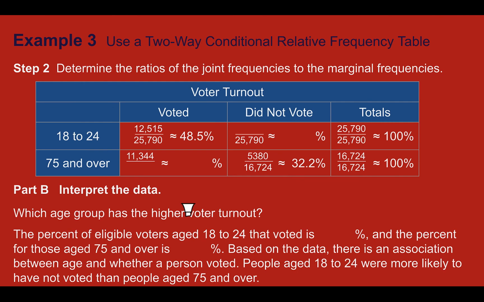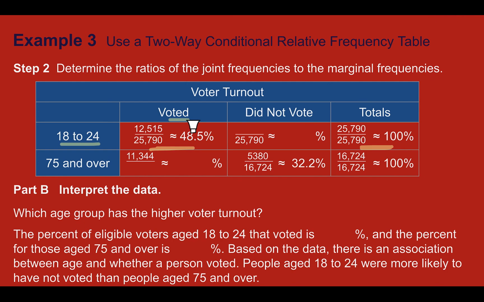Now that we've figured out which marginal frequency to use, we're going to determine the ratio of the joint frequencies to the marginal frequency. So I'm taking the frequency that was in this box here and dividing it by the total for that age group. So our joint frequency here was 12,515. Our total was 25,790. When I divide, then I get 48% of this group voted.